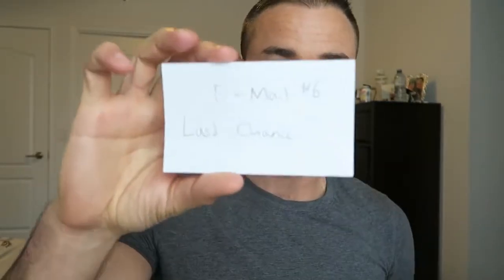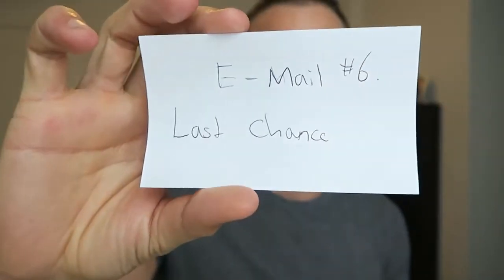Email 6. So the people who didn't sign up from email 5, they're gonna get email 6. And email 6 is last chance to see the webinar. So we're giving people literally the last 24 hours to sign up. Same idea, we're pitching the benefits of the webinar to sign up. People sign up, boom, it takes them to the webinar. Okay, and that's it. This is simple.